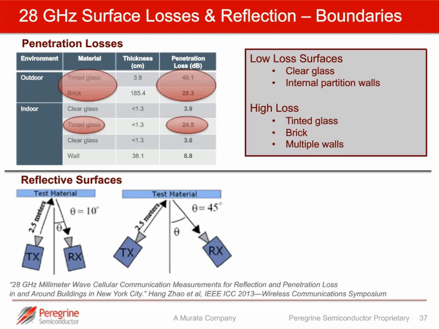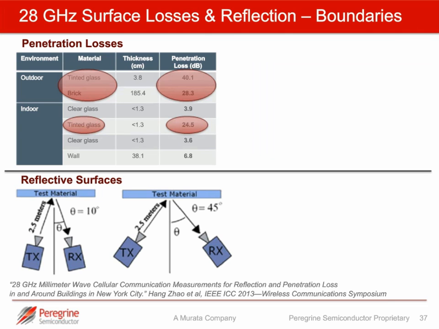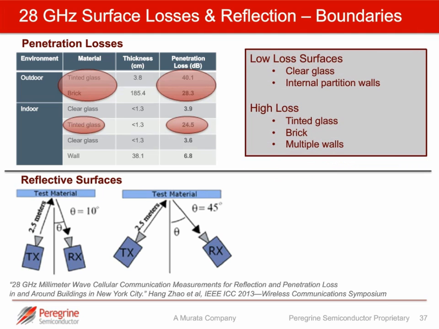So you might find tinted glass on the exterior of a building, likewise brick. But the other part which is interesting is that multiple walls, so even multiple internal partition walls, can have significant attenuation.